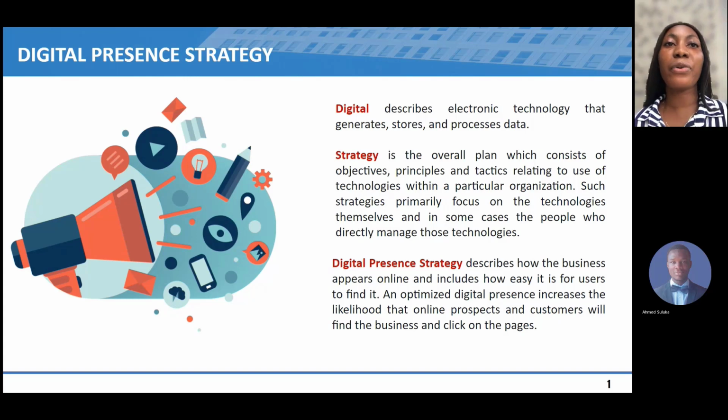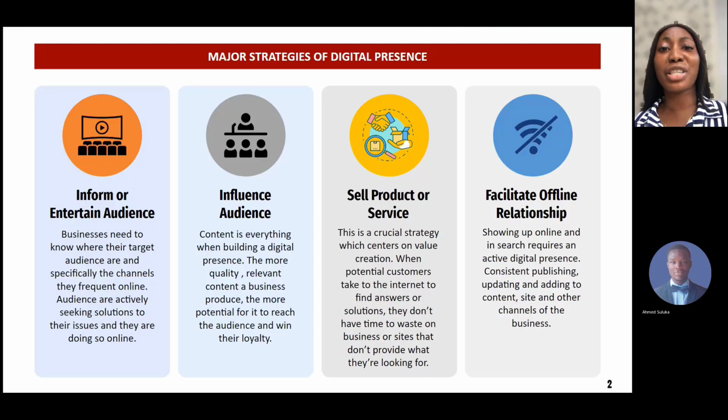Now, moving forward, we would like to look at the strategies involved in digital presence. First, we have informing or entertaining the audience. Businesses need to know where the target audience are, and specifically the channels they frequent online. Audiences are actually seeking solutions to their issues, and they are doing this online. As we all know, most audiences make use of digital presence to get informed and or entertained. Most people want to get informed and entertained.